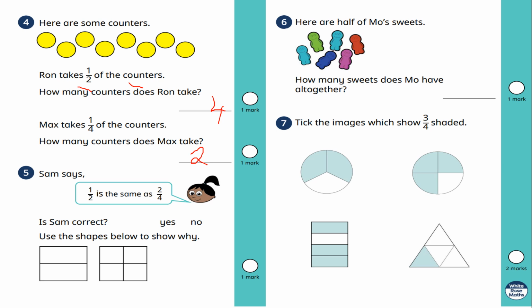Question number 5, Sam says a half is the same as 2/4. Is Sam correct? Yes, he is. The reason for that is because these are what I call equivalent fractions. To go from 1/2 to 2/4, I've multiplied the top and bottom of my fraction by the same number. And that's the key for equivalency and equivalent fractions. So 1 times 2 is 2, and 2 times 2 is 4. So these represent the exact same amount.